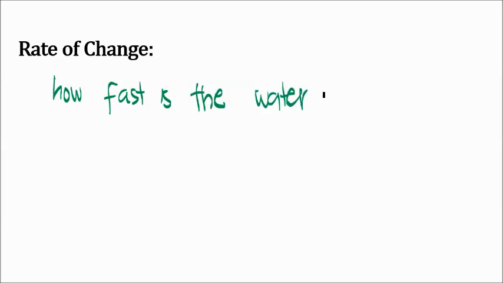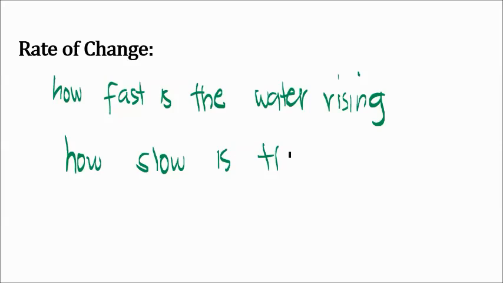Another one is the rate of change. Derivative, slope, and rate of change mean the same, but rate of change, you will mostly hear during worded problems. For example, in worded problems, you will hear such things as how fast is the water rising, or how slow is the snail moving. These mean rate of change. So how fast or how slow means rate of change.